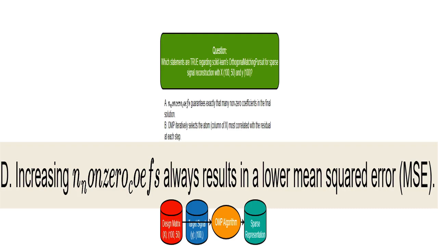Absolutely not. While increasing the number of allowed non-zero coefficients might lead to a lower MSE, it's not guaranteed. It can even lead to overfitting, a situation where your model performs well on the training data but poorly on new data. It's not a surefire way to improve accuracy. Think of it like this: adding too many ingredients to a recipe doesn't always mean a better dish.